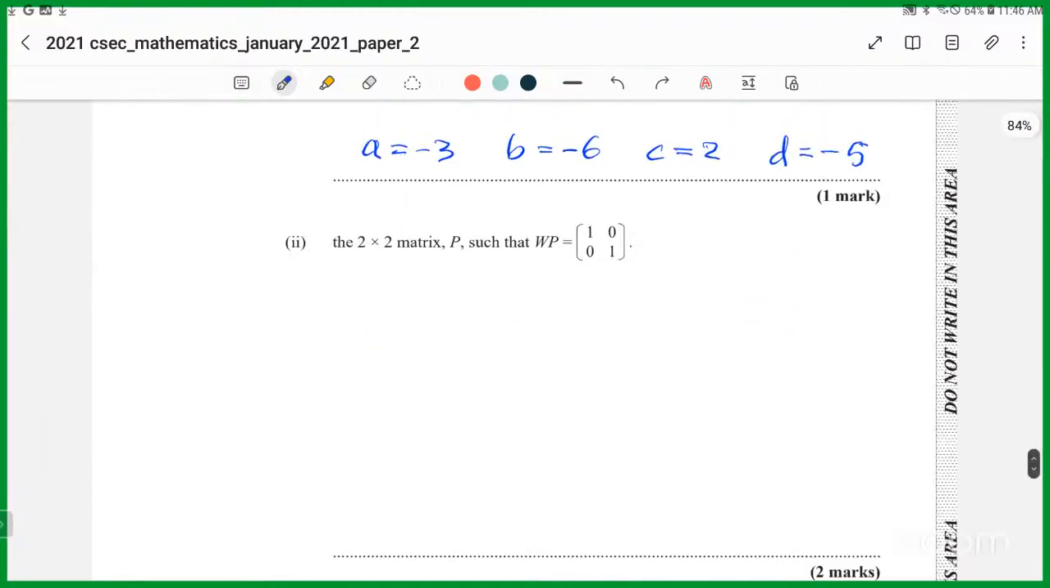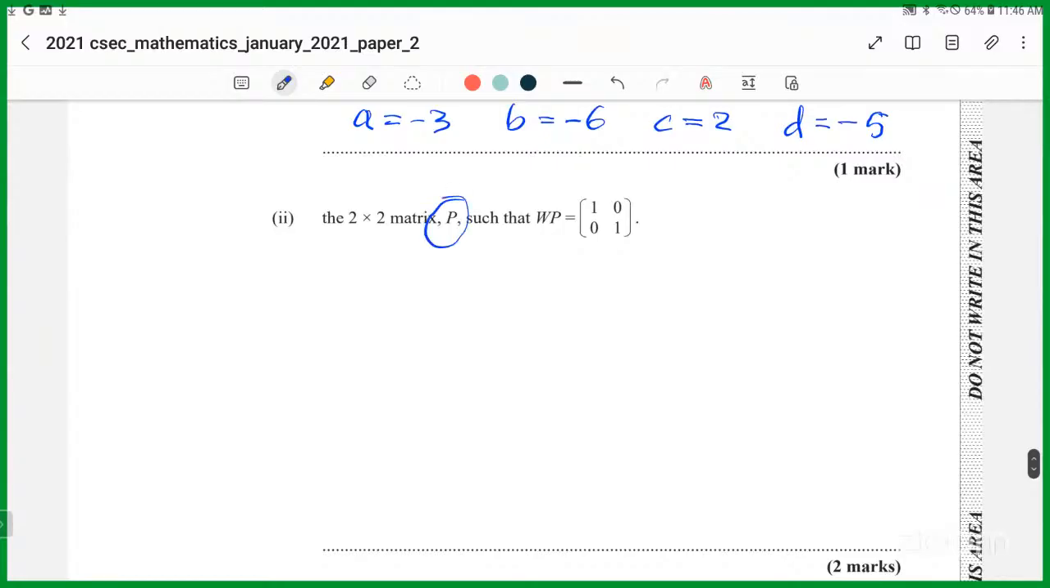Let's look at this one. Now, we must find the matrix P such that W times P equals the identity matrix. You must know that the product of two matrices which are inverses of each other is the identity matrix. We know that W times W to the minus 1 is equal to the identity matrix. So this P in this position is the inverse of W. We just need to calculate the inverse of W, and we have the P. That's all this question is testing your knowledge of.